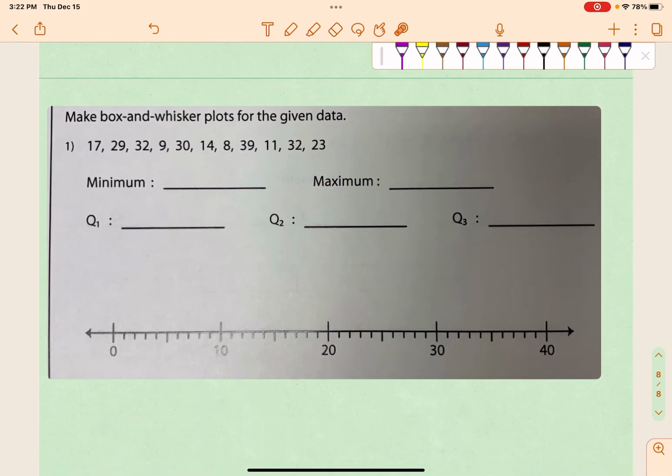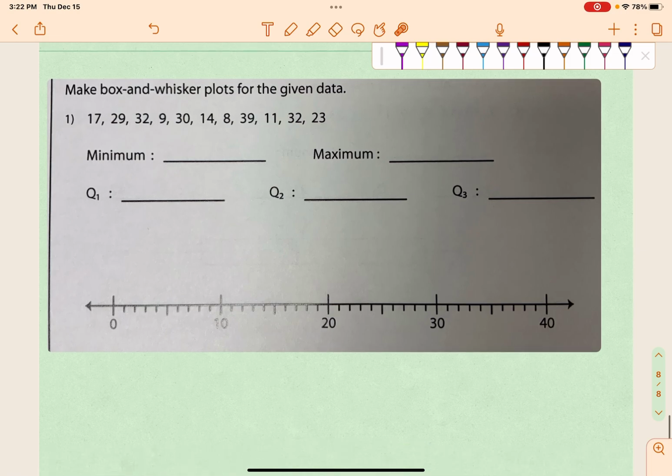So they want us to make a box and whisker plot for the given data. We have 17, 29, 32, 9, 30, 14, 8, 39, 11, 32, and 23. First of all, the easiest way to do this is to get your numbers set up in order, from smallest to biggest. If I take a look at this, my smallest number is 8.